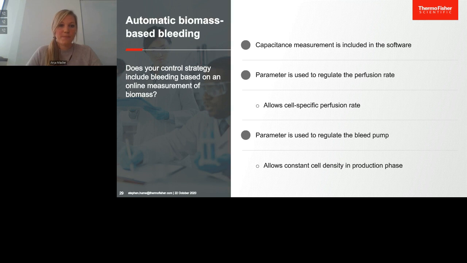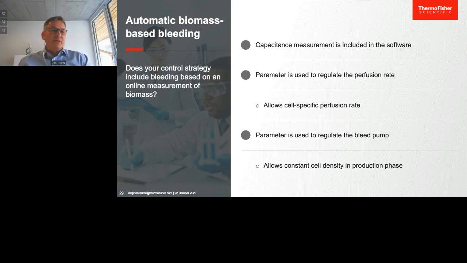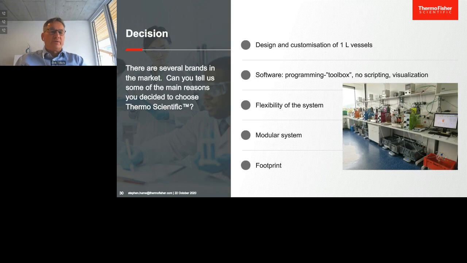Yeah, indeed, integrating additional sensor signals, etc., is quite easy with our system and our software. However, there are several brands in the market. Can you tell us some of the main reasons you decided to choose Thermo Fisher Scientific?